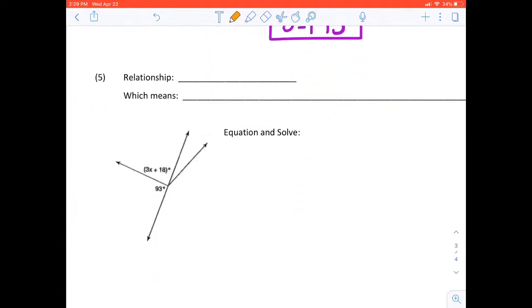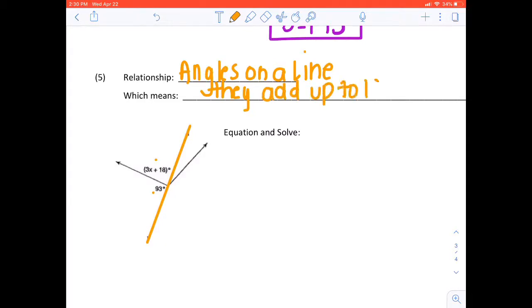All right, number 5. This time we're only looking at these two angles. There's nothing labeled in that one, so we're not going to be using that one. But notice that these two angles form a straight line, so we call these angles on a line. Angles on a line, remember, means they add up to 180 degrees.